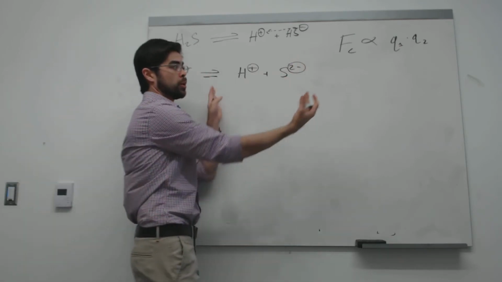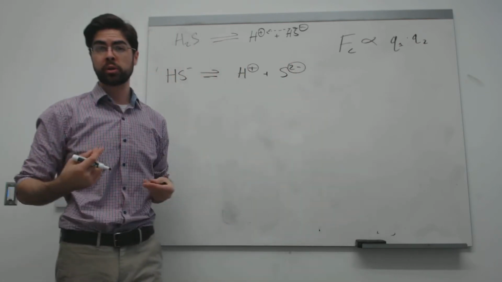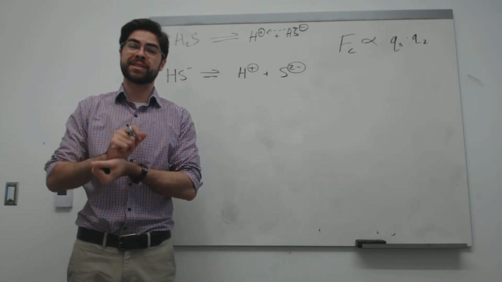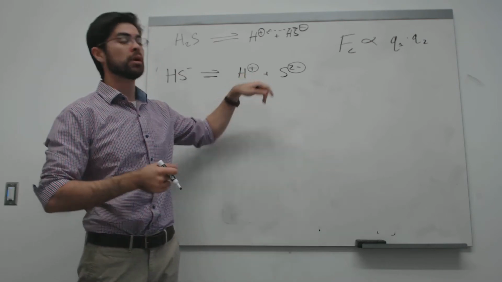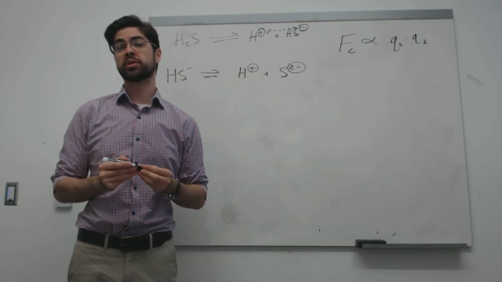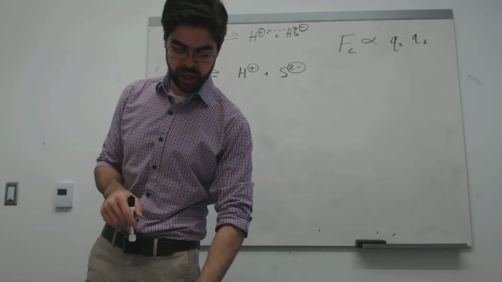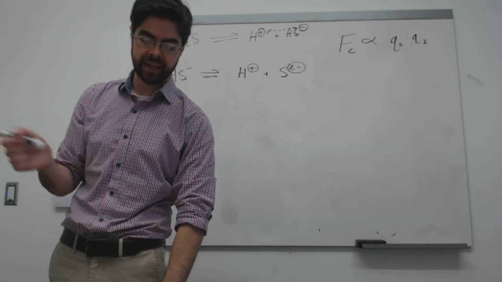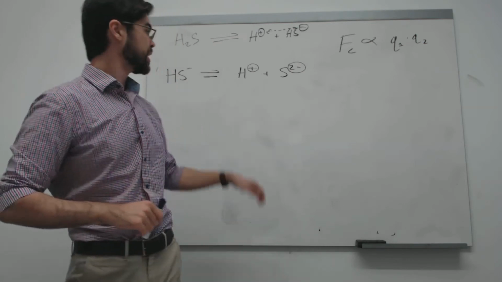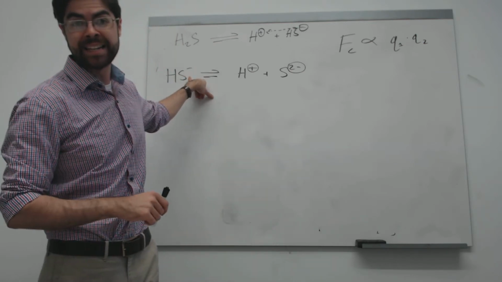And those two are going to have a much stronger Coulombic attraction to each other, which makes them harder to separate and therefore harder to take off the proton from the molecule. So that's the basic explanation of why it's always harder to remove a second proton from the molecule: the species now already has a negative charge.